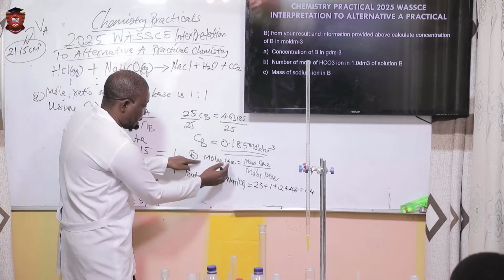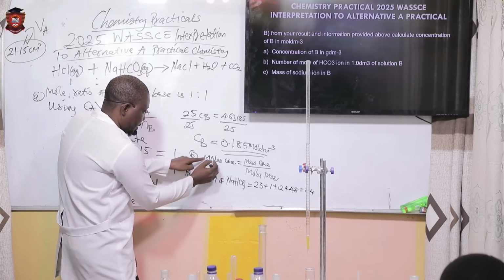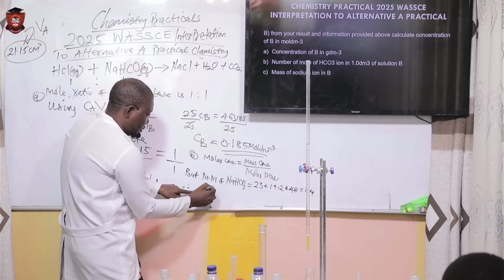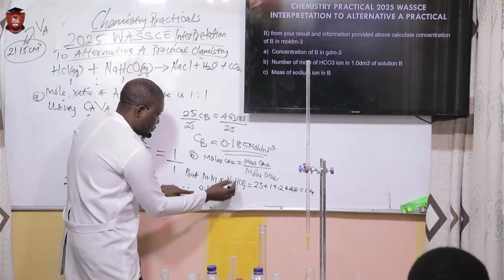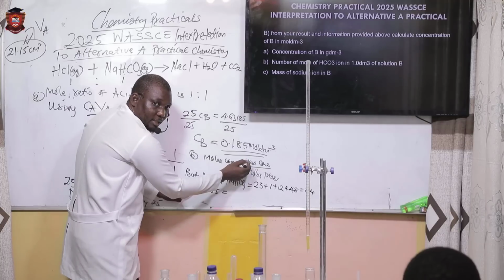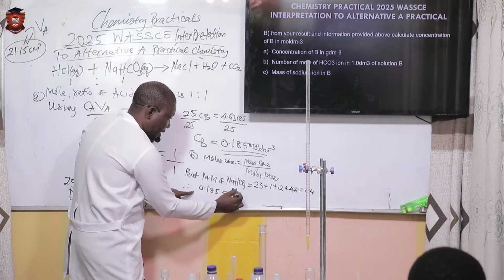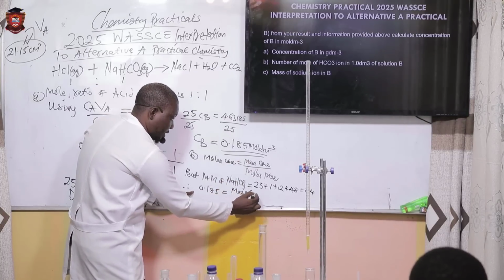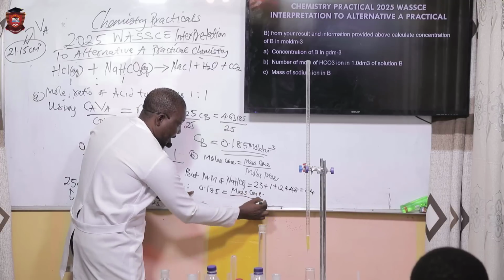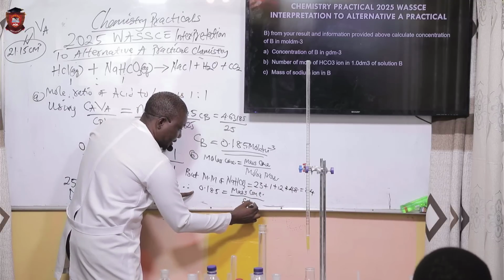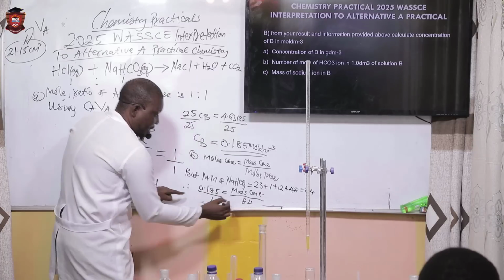We have molar conc to plug in, therefore here now I'll plug 0.185 is equals to, I have nothing to plug in here. So here, when I say mass conc, we don't know mass conc, or you can even use X there. Divide by what? Molar mass, 84. And we'll cross multiply at this point.